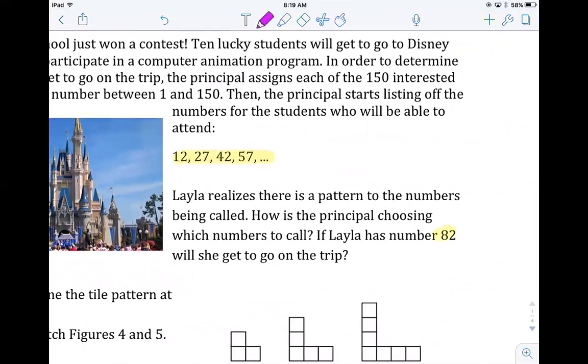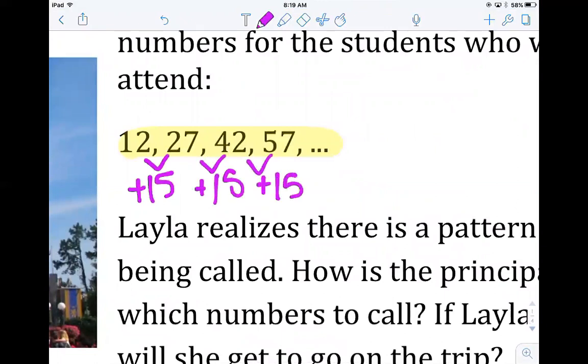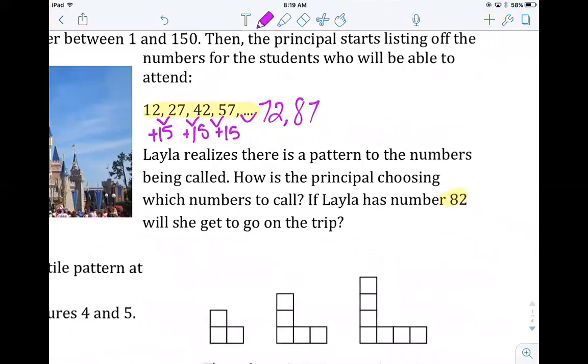So we need to figure out, all right, what is the difference between 27 and 12? If we subtract them, the difference is adding 15. So if I take 27 plus 15, I get 42. And then 42 plus 15 gives me 57. If I keep going, 57 plus 15 makes 72. 72 plus 15 makes 87. So in the pattern, it's increasing each time by 15. And then Layla is not going to go on the trip because she is number 82, and 82 is not going to get called.